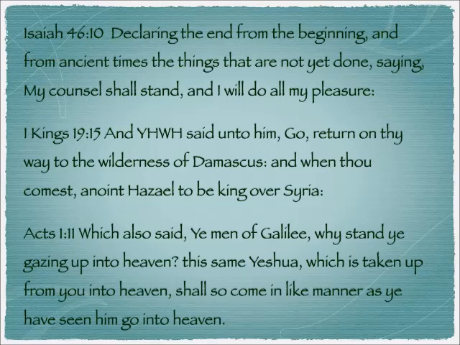Most of the time, when we get an instruction to leave a place, we are told not to leave the way we came. In other words, we should have had an encounter that changed us, and we leave in a different direction. But in two places, that is not true. In 1 Kings 19:15, Jehovah is talking to Elijah, and he says to him, go, return on thy way to the wilderness of Damascus, and when thou comest, anoint Hazael to be king over Syria. Go back the way you came.